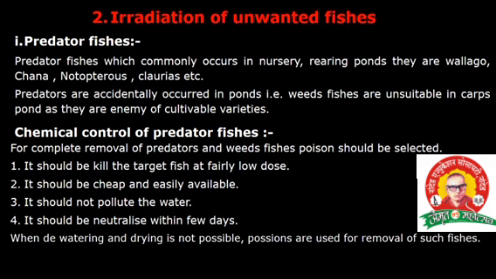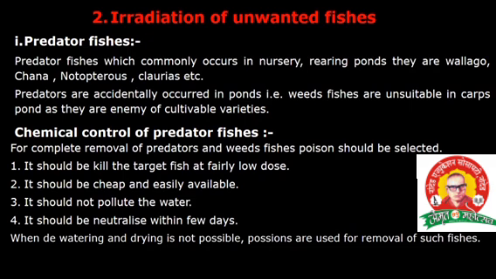Then how can we control? Removal of predator and weed fishes. Poison should be selected that kills the target fish at a fairly low dose. It means we can select a chemical which is poisonous to the predator fishes. It should be cheap and easily available. It should not pollute the water. Important thing, the chemical should not pollute water, because if the water is polluted then it is harmful to the fishes, means Indian major carps. It should be neutralized within a few days.